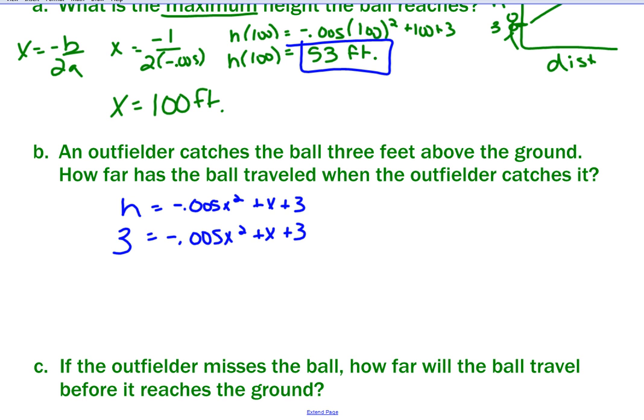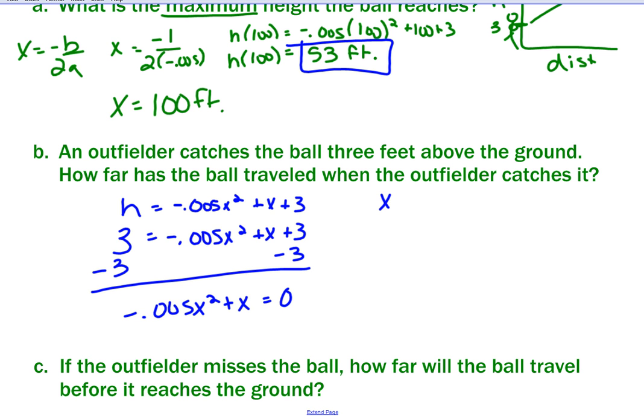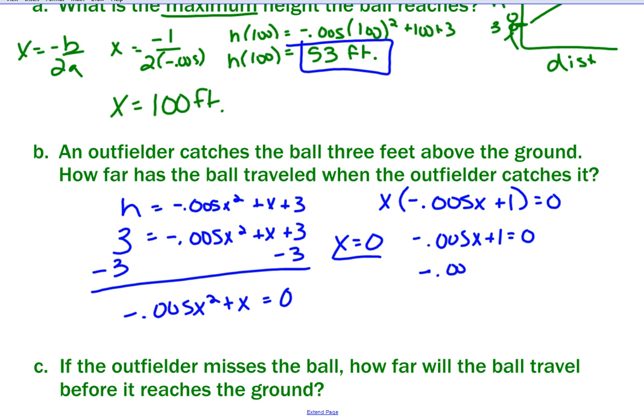So when I do that, I'm going to solve this for x now. So I'm going to minus 3 from both sides. And again, my constant disappeared, right? And then I could choose to do the quadratic formula, or I can factor. I prefer to factor here, so I'm going to take an x out. I'd have negative 0.005x plus 1 equals 0. When I set each factor equal to 0, I get x equals 0 as one of my answers. I'd have negative 0.005x equals negative 1. So when I divide by negative 0.005, I get the answer to be 200.